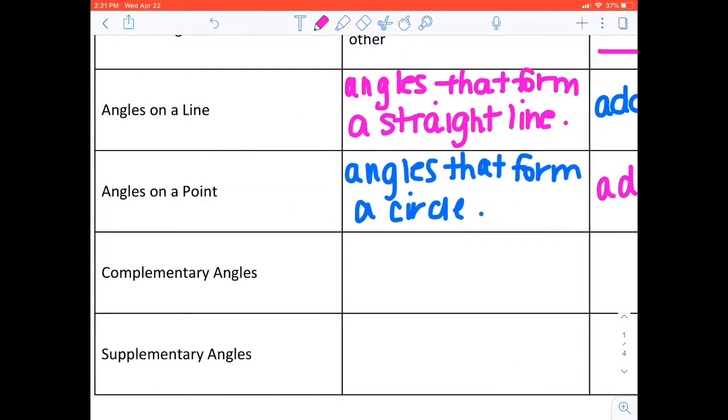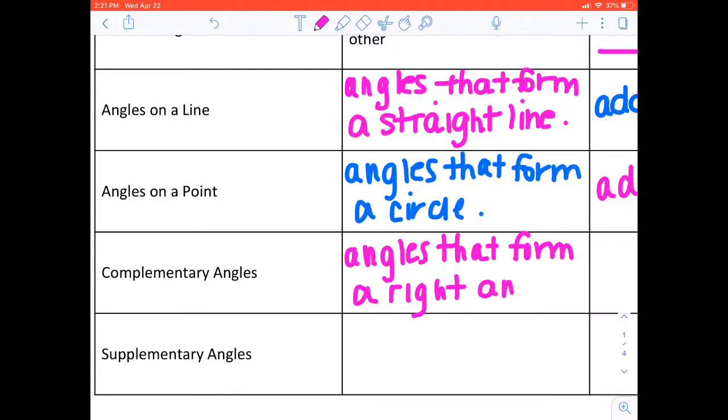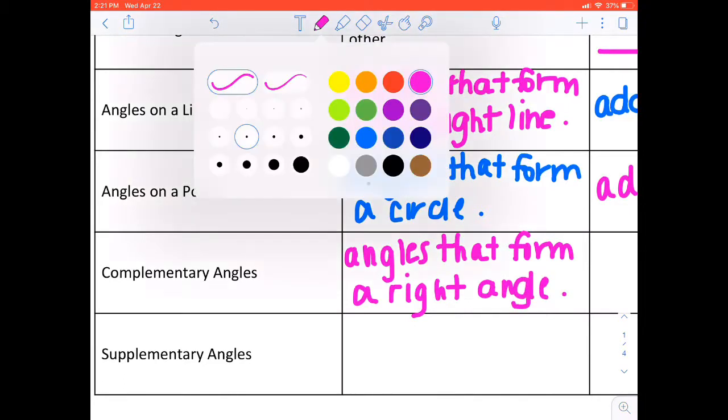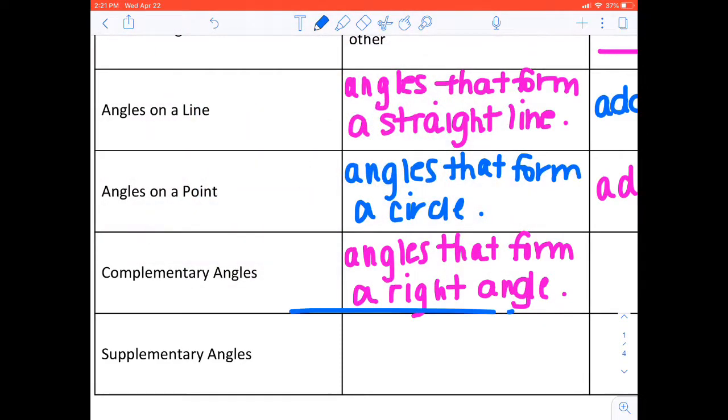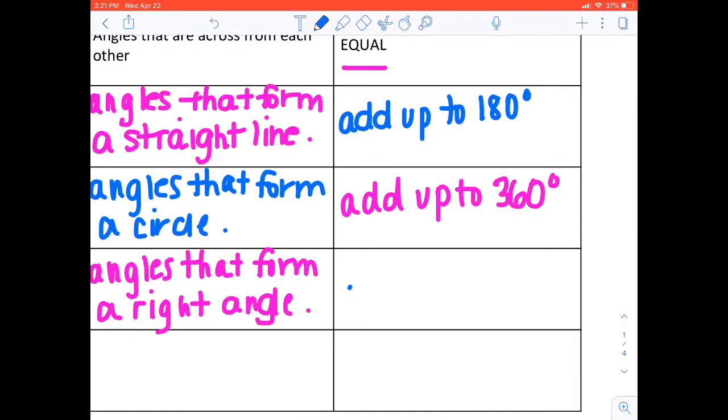All right, complementary angles. This might be a new word. These are angles that form a right angle. Right angles are 90 degrees, so that means they add up to 90 degrees.